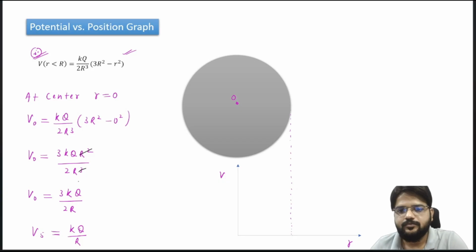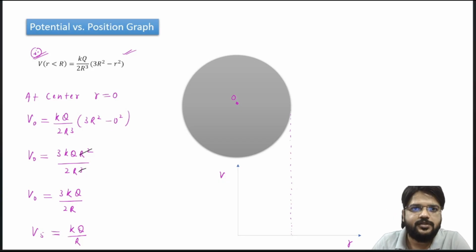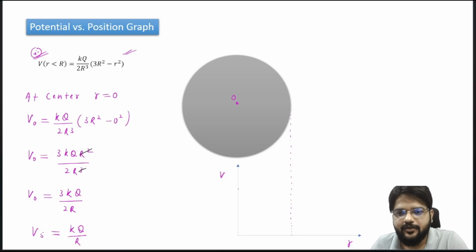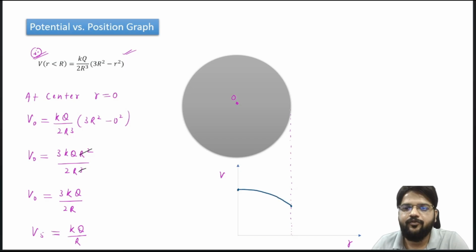Correct? So from center to surface, what is happening? Potential is decreasing parabolically. And from surface to infinity, what will happen? Potential will decrease hyperbolically. So now the graph will go like this, correct?